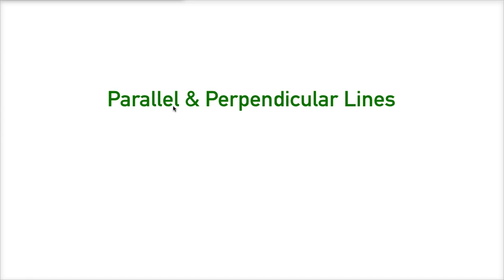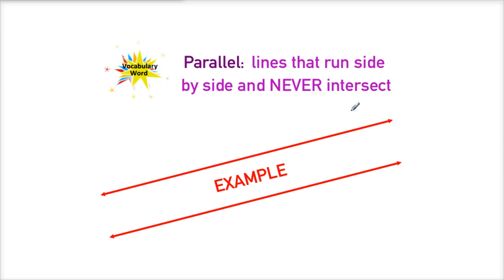Some special lines that we're going to talk about now are parallel and perpendicular lines. Now, if you haven't heard these words before, here they are. These are words that you'll want to have in your notes. So parallel means that the lines run side by side and they never intersect.